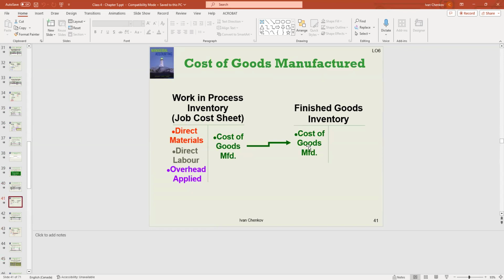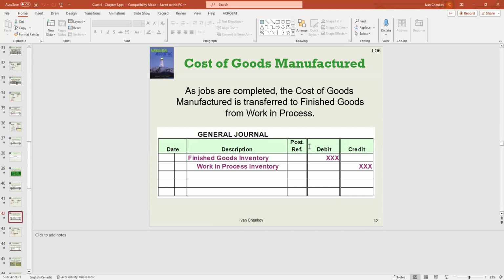Once we have our product, once we have direct material, we apply the direct labor, we apply the manufacturing overhead, our product is ready to be moved to the finished goods inventory, available for sale. So we get the cost of goods manufactured, and we transfer that cost from work in process into the finished goods inventory account. That will be debit finished goods inventory, credit work in process inventory.